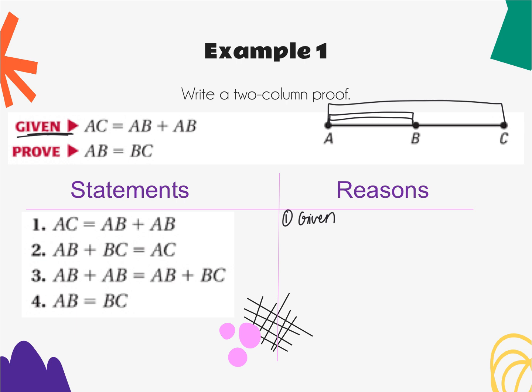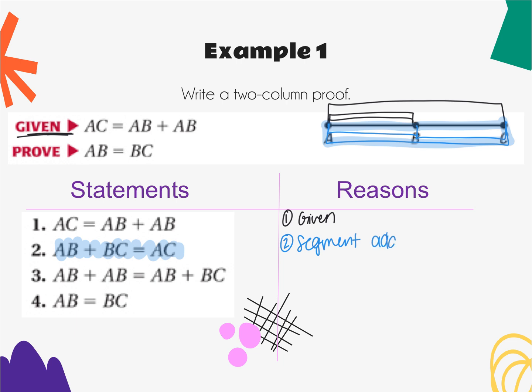All right, next, look at it. I have AB plus BC equals AC. Does anybody remember what postulate that's called? This was from chapter 1. Katya? Perfect. If you did not know, this is called segment addition postulate, where I'm adding my two segments to give me my total segment. So this is called segment addition postulate, or SAP.